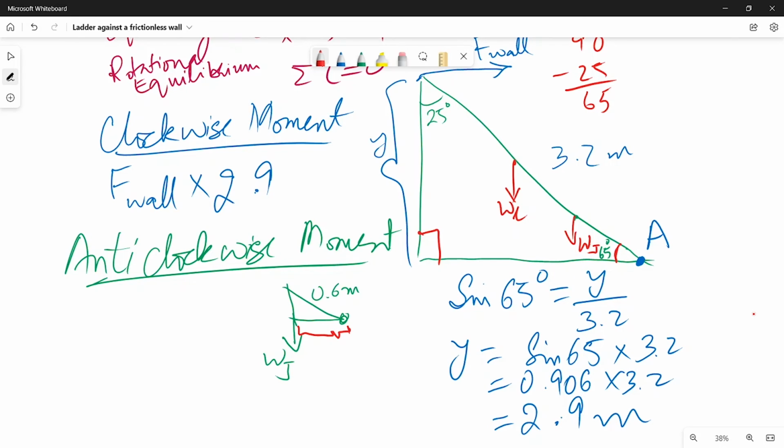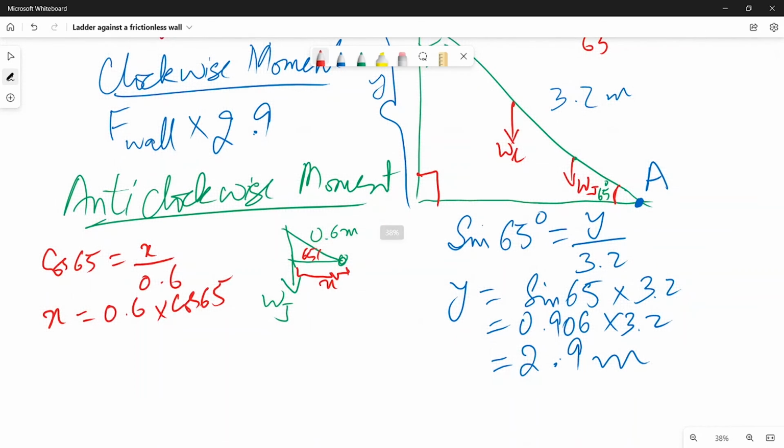So we have to find this distance. Again, it's very easy. First of all, we would find this. So this is 65 degrees, and if I put this thing as x, it means cos 65 is x over 0.6, and x would be 0.6 times cos 65. So I keep it like that.